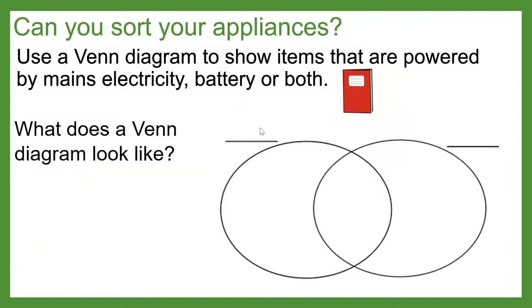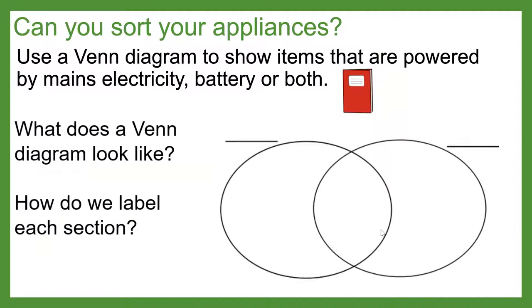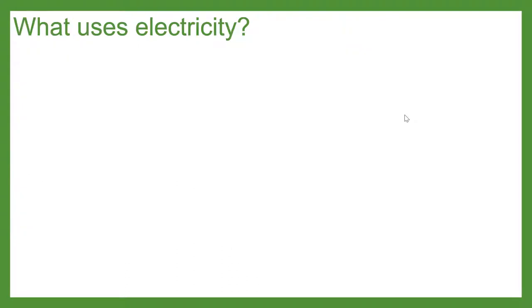So you're going to have electricity, you're going to have battery. In this space, you'll have electricity. In this space, you'll have battery. And in the middle, you will have both. That is how we're going to label each section. So we'll have our mains electricity, our battery, and both will be in the middle. Okay.